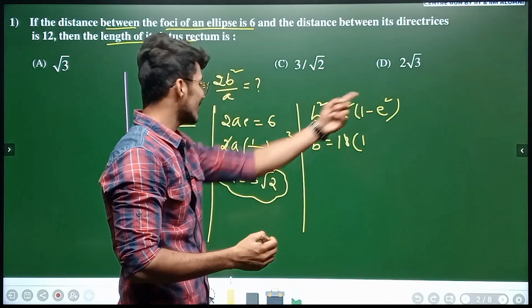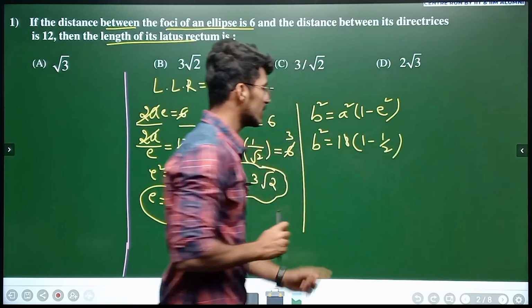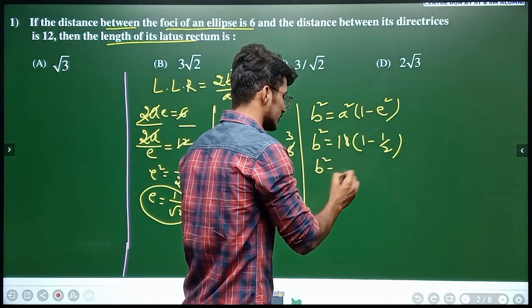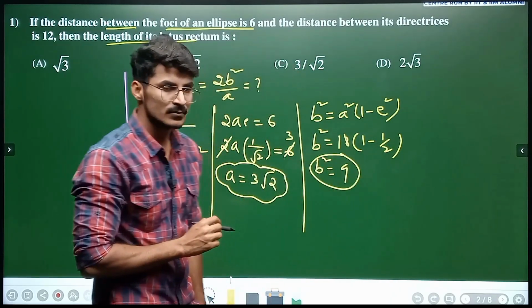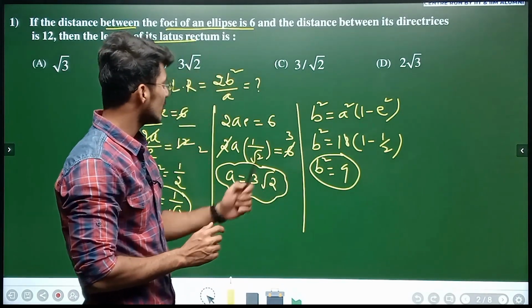What is the e square value here? The e square value I got is 1 by 2. So 1 minus half is half. 18 by 2 is how much now? 9. b square is 9. So we got the a square value, the a value, the b value and the b square value.